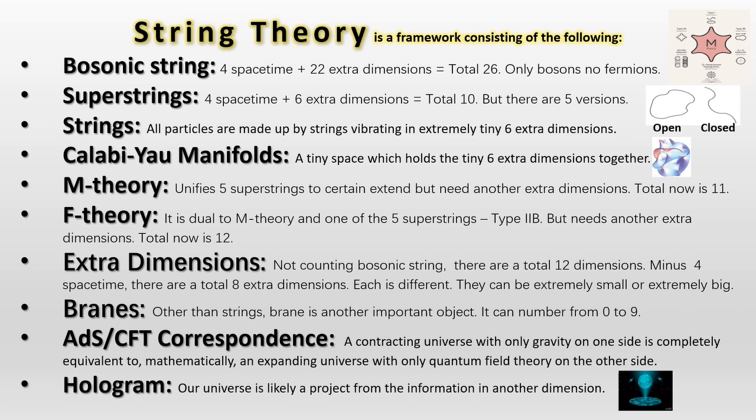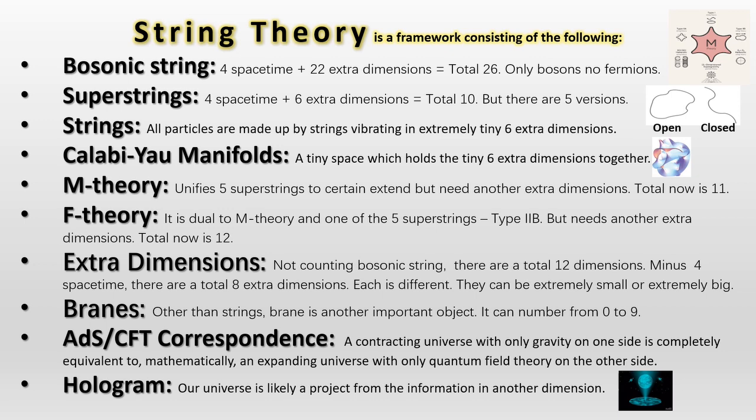Other than strings, branes are another required object in string theory. Initially, when they were found, physicists thought they were redundant. But now they are a very critical part of string theory, with many important calculations done on them. AdS/CFT correspondence is the most valuable of all.